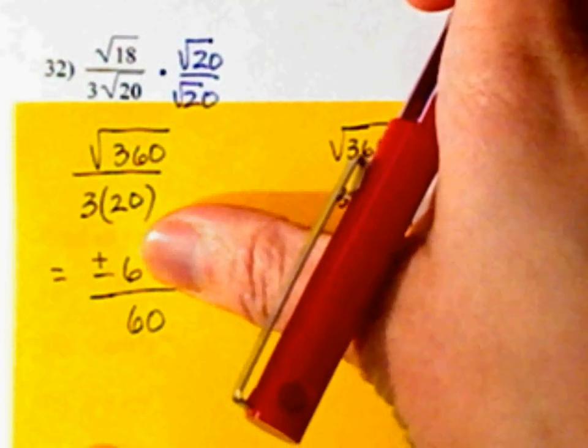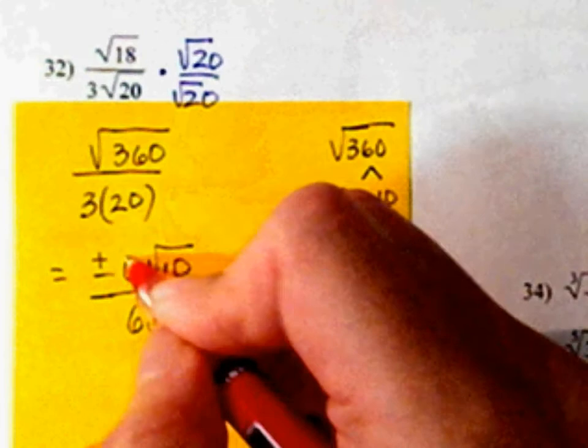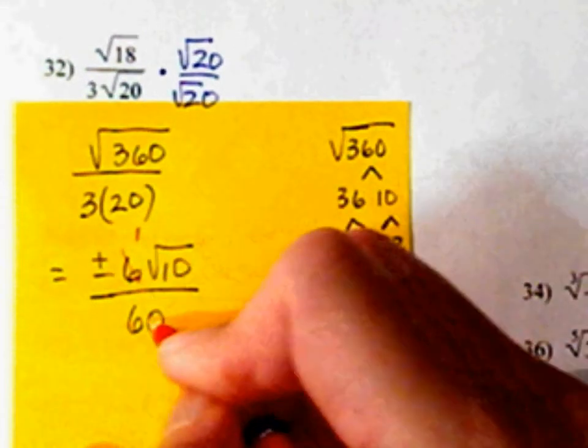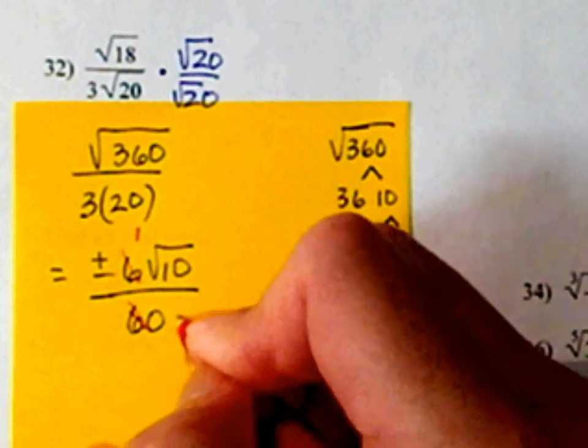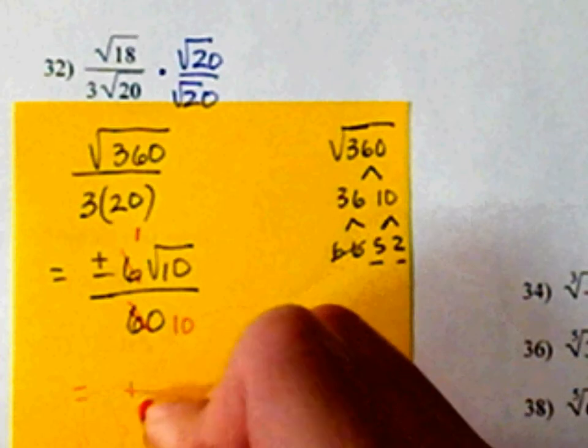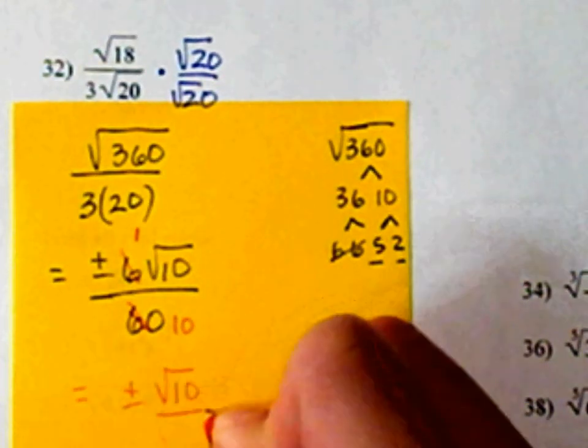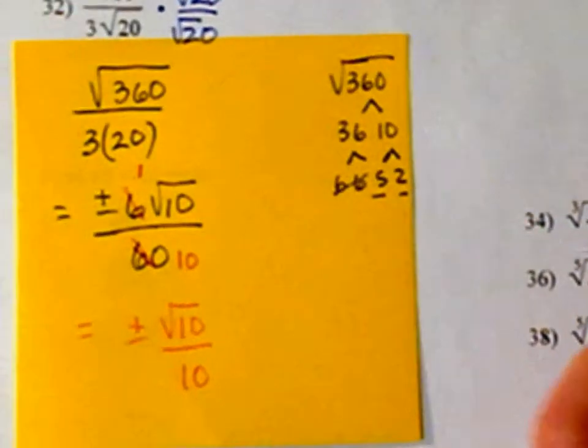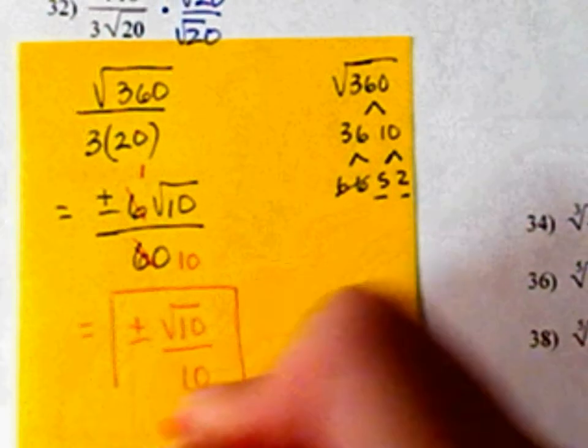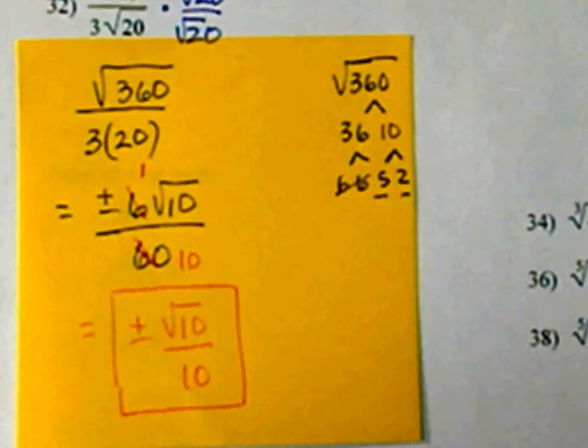What is 6 over 60? 6 divided by 6 is 1. 60 divided by 6 is 10. So your final answer is plus or minus square root of 10 over 10. When you take a square root of something, you always have a plus or a minus. Keep that in mind.